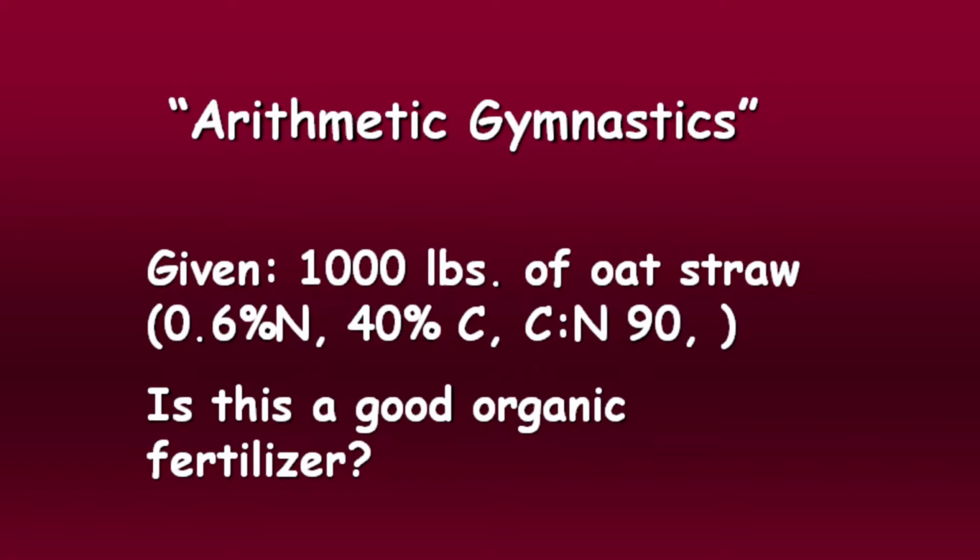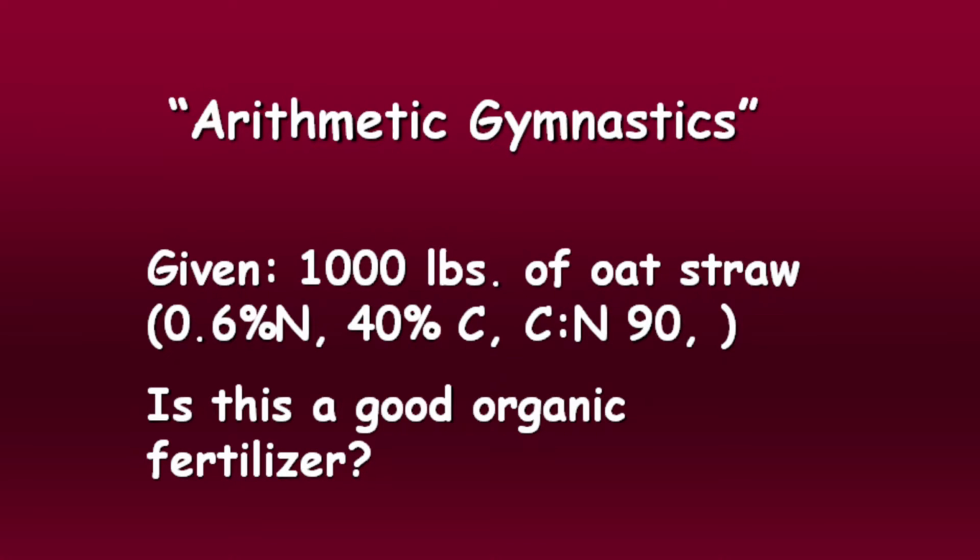Okay, arithmetic gymnastics here. Let's see, we have 1,000 pounds of oat straw at 0.6% nitrogen, 40% carbon, carbon to nitrogen ratio of 90 to 1. How do we get the 40% carbon? That's not given in any tables. Almost all organic materials are 40% carbon. It can go up or down a little bit, but for our purposes, we can assume no matter what it is, alfalfa meal or sawdust, it's about 40% carbon. That's just how God made them. That's how it works out.